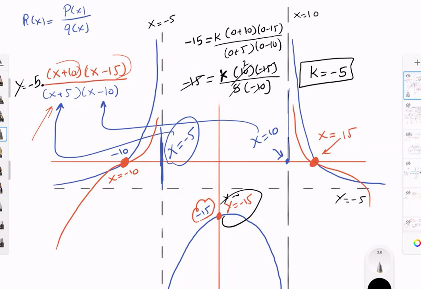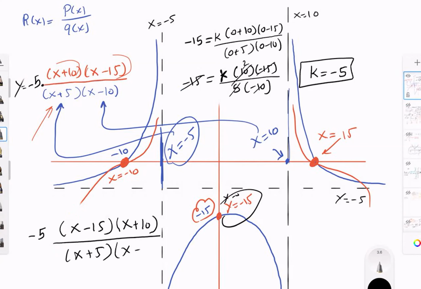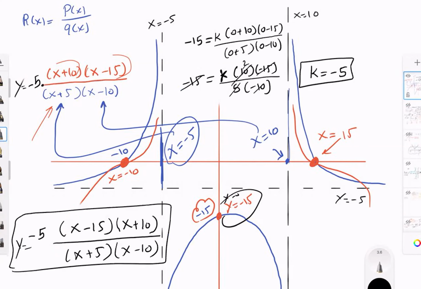Most likely you need to put it in order. We have -5, x minus 15, x plus 10, divided by x plus 5, x minus 10. It's the same, it doesn't matter. This will be the equation for that graph.